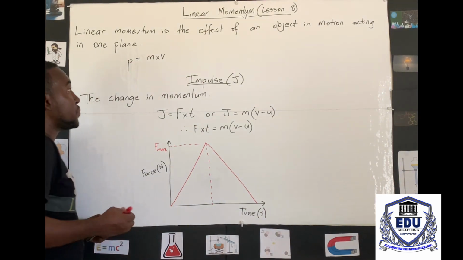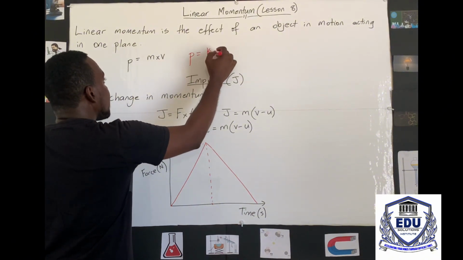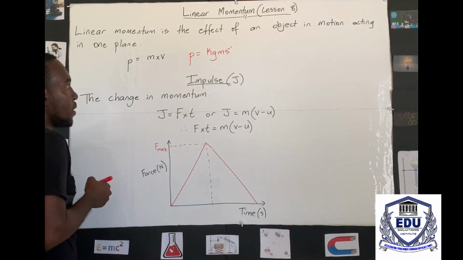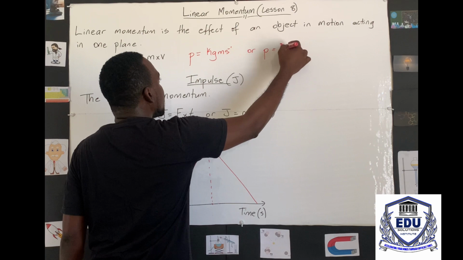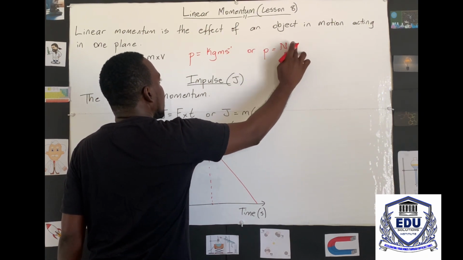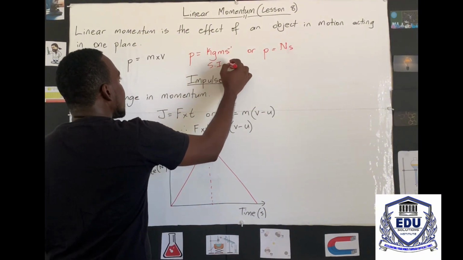So the unit that we represent momentum with is that mass is measured in kilograms and velocity in meters per second. Or in some cases, you're going to see that the unit is also Newton seconds. Right, so both units are used, but this one is your SI unit.